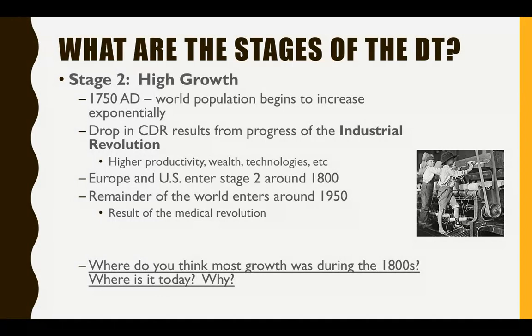And so at this time, we start to see the death rates drop in those places that are having the Industrial Revolution occur at that point. The rest of the world will reach this stage 2 right around the 1950s, and that's as a result of the medical revolution. People had better access to medicine and medical treatment around the world at that point. And so every country in the world is at stage 2 or higher at this point.